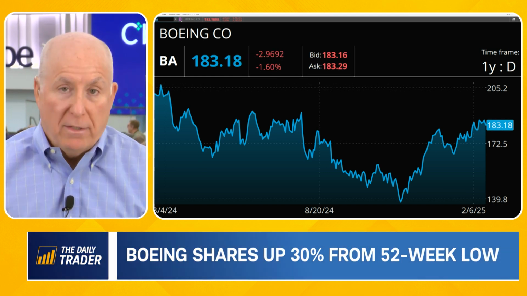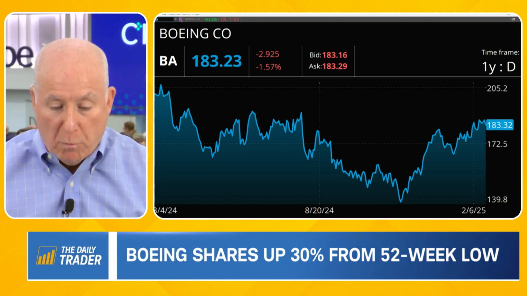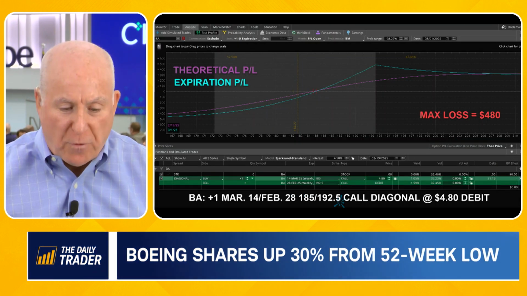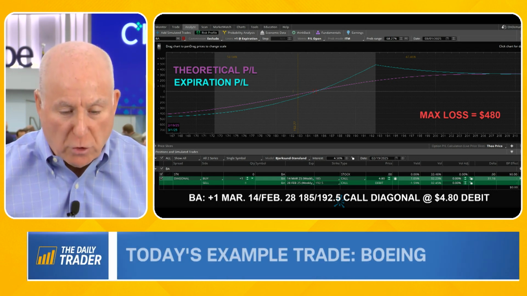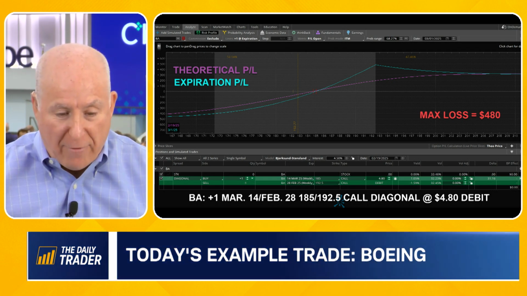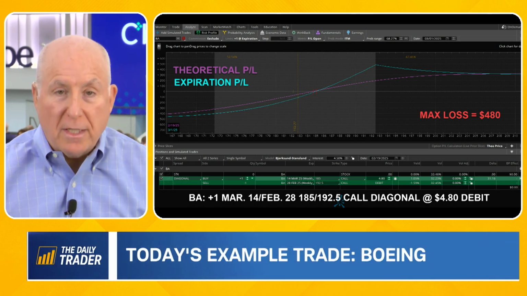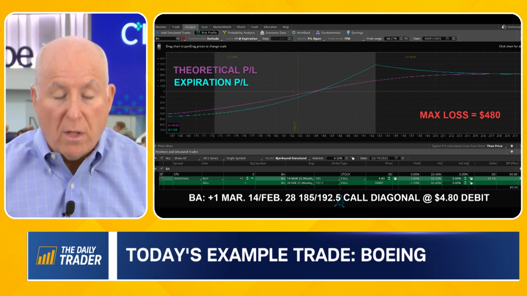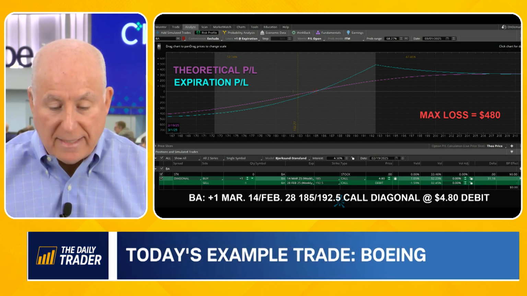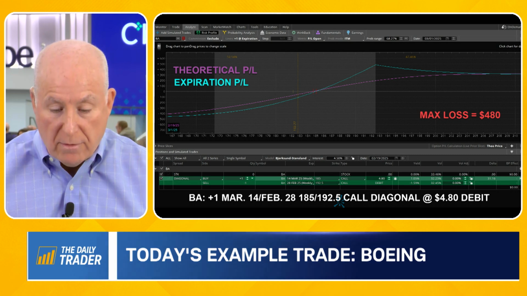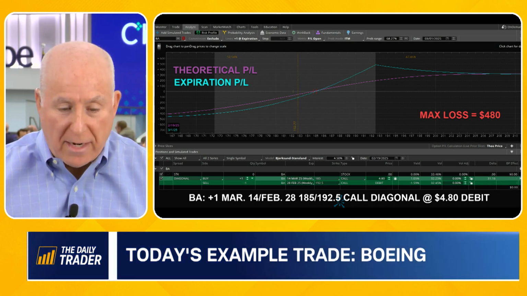So that one, we'll look at something a little different. We'll go back to the call diagonal, not the call calendar. We'll buy the March 14th, going out not quite as far as the March 21st, only 22 days, so 3 weeks. Buying the 185 call, which is just slightly out of the money in terms of Boeing. Buying the 185 call in March 14th, and then selling next week's February 28th 192.5 call. How did I come to that number?